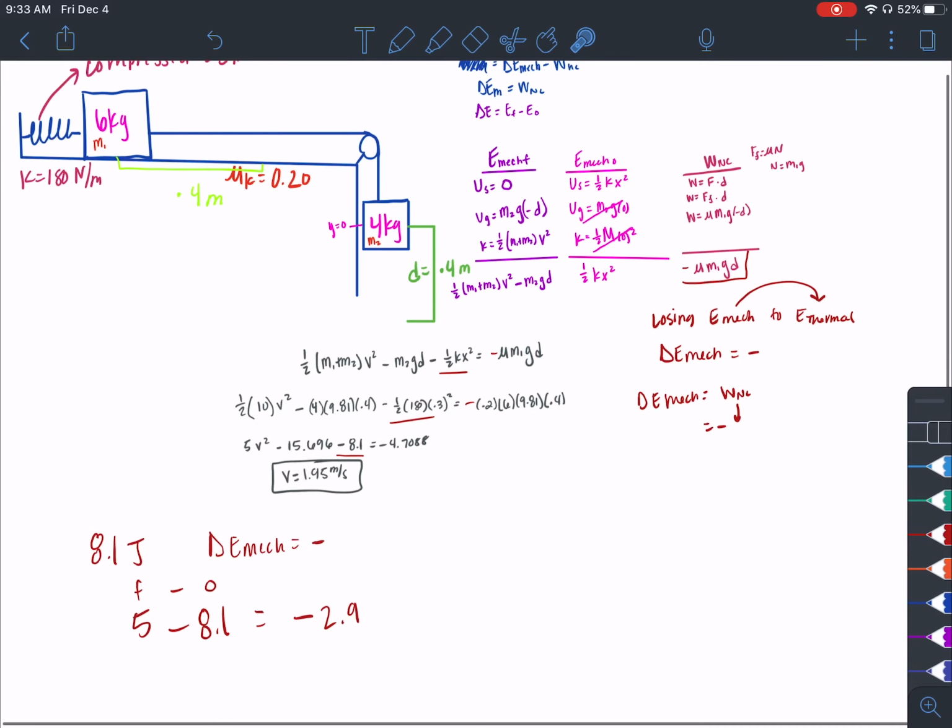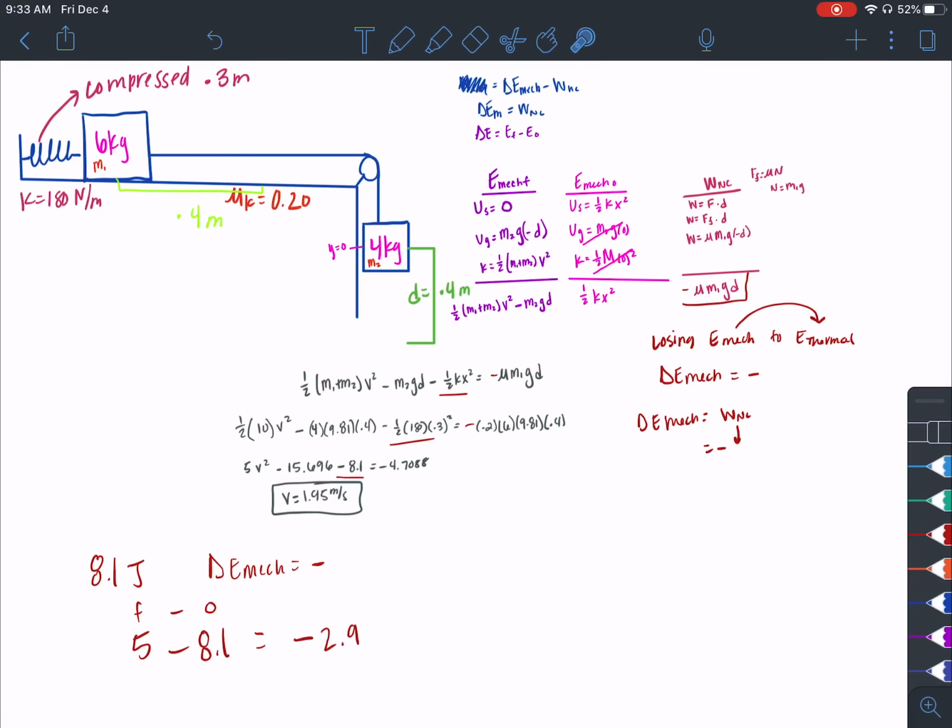So there you have it. This is a conservation of energy problem that includes pretty much as much as we can see. It had spring force, gravitational or spring energy, gravitational energy, and kinetic energy due to moving, as well as kinetic friction in this portion.